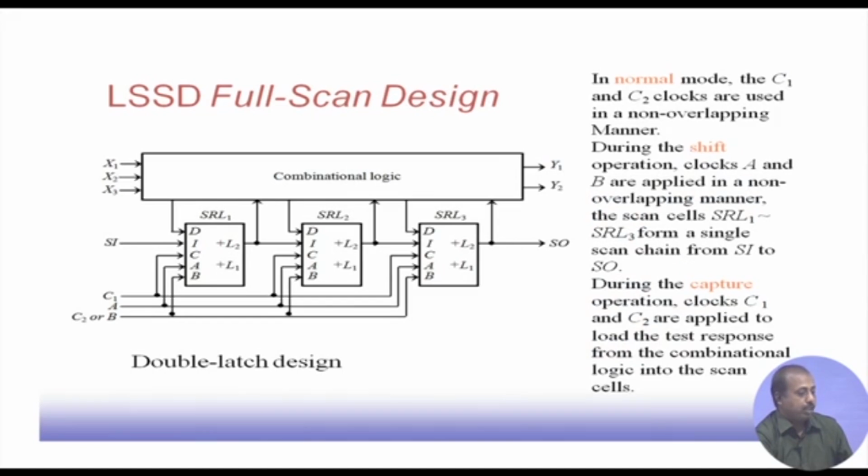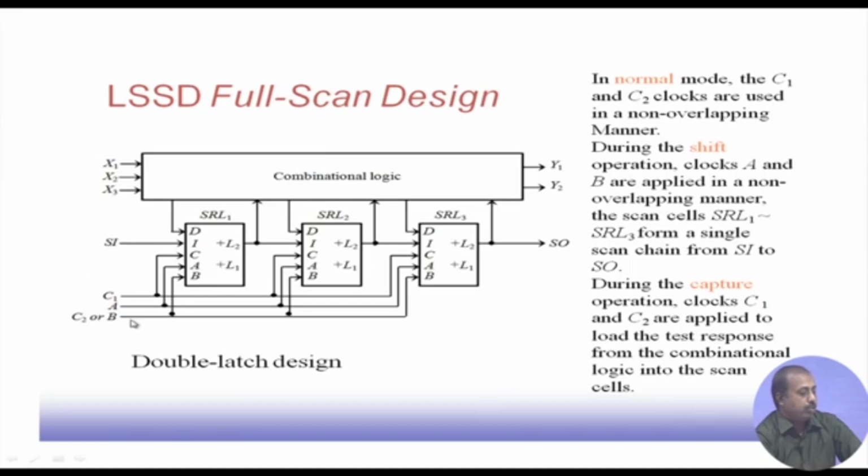If we are having a double latch design, then in the combinational logic that we have, the L1+ lines are not used, but L2+ lines have been used in the original design. So in this case we have these L2+ lines feeding this combinational logic, and at the same time these L2+ lines also form the scan chain. There is no problem, because now these L1+ lines are not required. In the previous case L1+ lines were required for driving the combinational part, but here they are not required. In normal mode of operation, C1 and C2 clocks are used in a non-overlapping fashion.